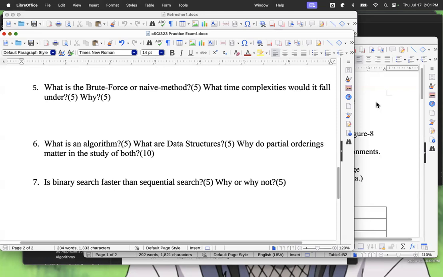Okay, could you say the full question again? I'm sorry. Just to make sure I have it correct: the brute force and naive method, what time complexities would it fall under and why?